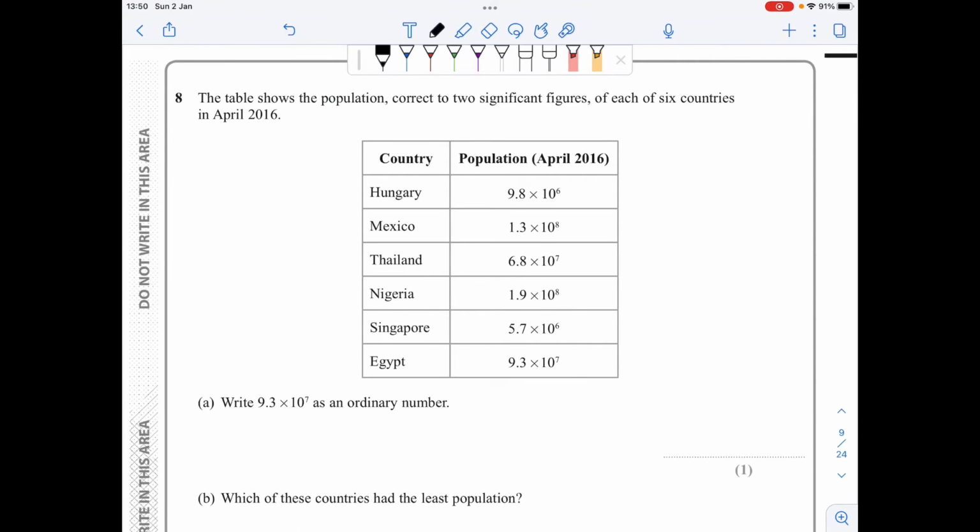For part A of this question, the answer is 93 with 6 zeros. For part B, I'm going to first look at the powers of 10. I've got 2 of them with the least power, that's Hungary and Singapore. And then from these 2, the smallest one is 5.7 for Singapore.